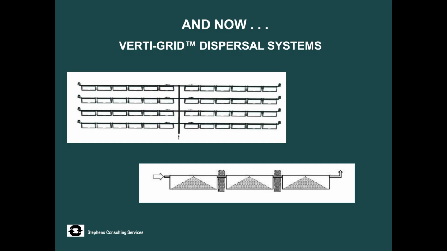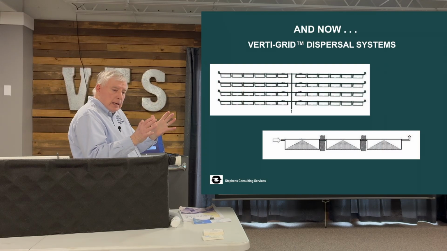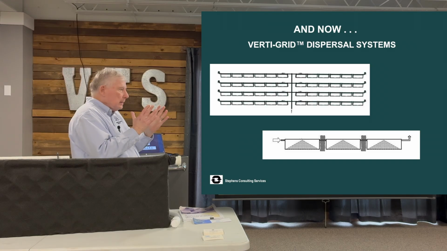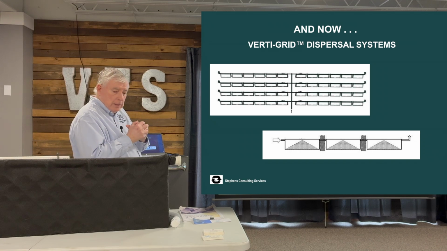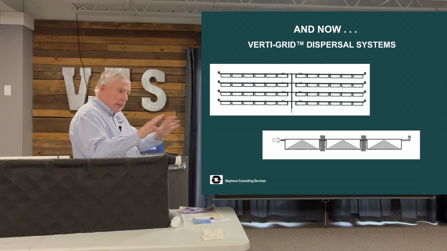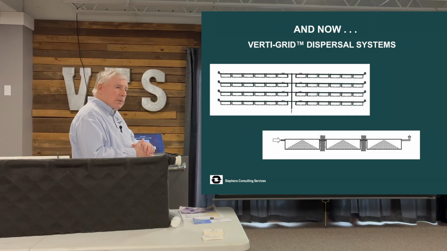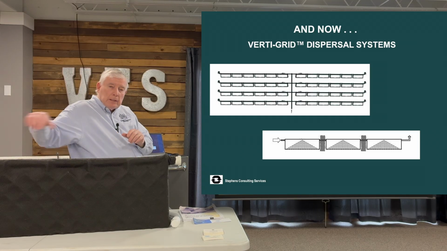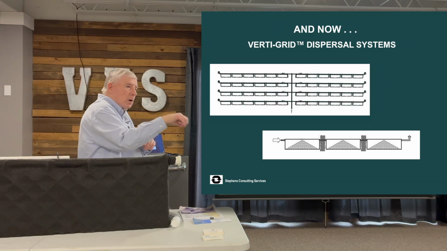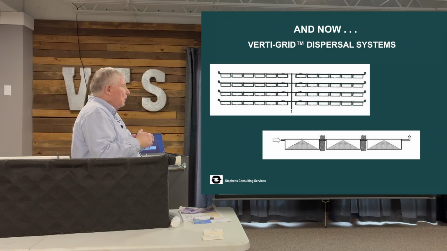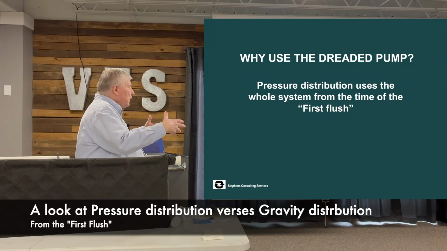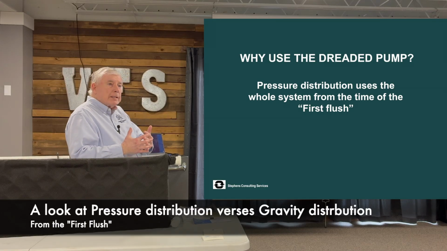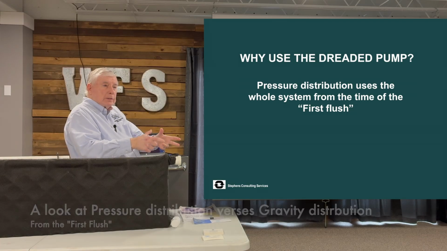So now we use Verti-Grid, we distribute the whole system, we design it and lay it out, and this product is designed as long as you follow the limits of the procedures recommended by us to use this product, you get equal distribution throughout the system to the degree of each of the pods get an equal amount of water every time the pump kicks on. So pressure distribution uses the whole system from the time of day one flush.